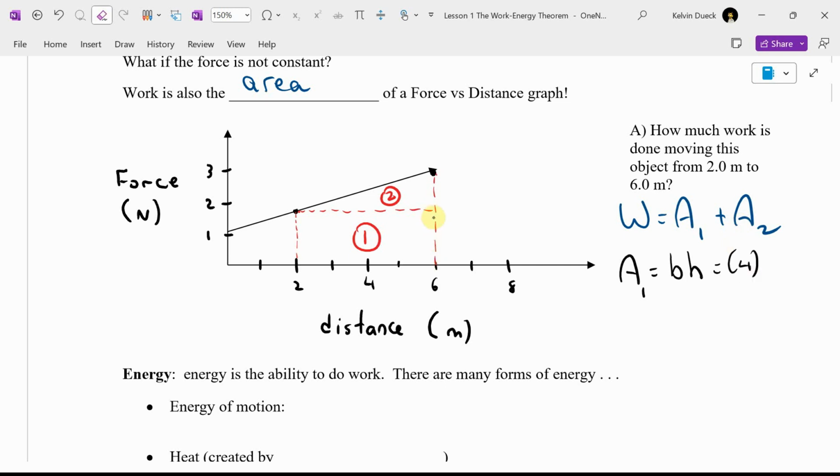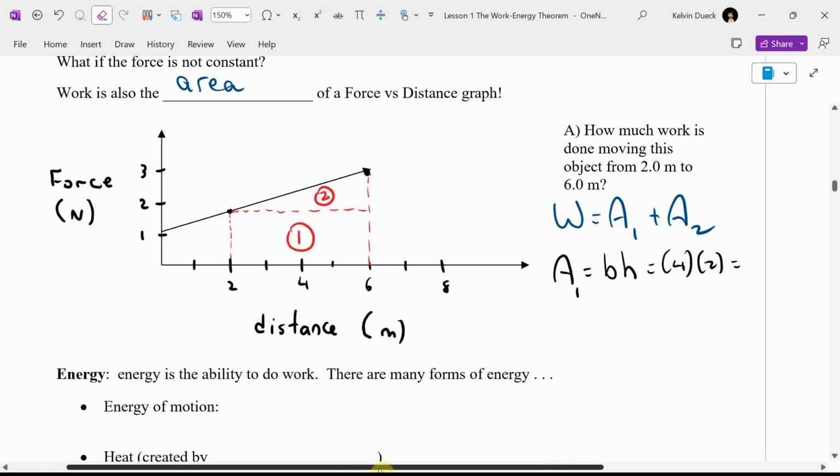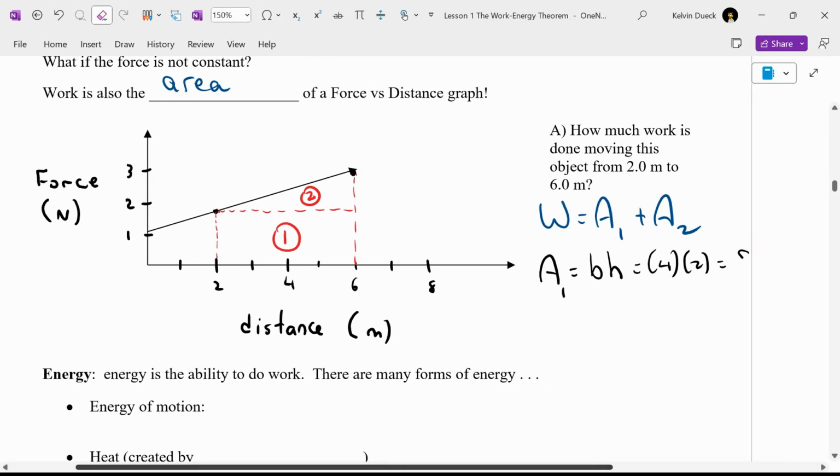What's the height of this rectangle? I think that's meant to be 2. It's a lousy drawing by Mr. Dueck. In your head, what's the area of the rectangle without a calculator? Okay. And technically joules. Now we want to find area 2.